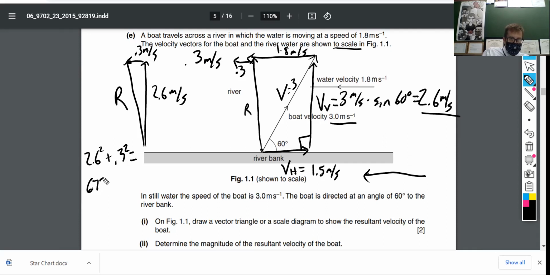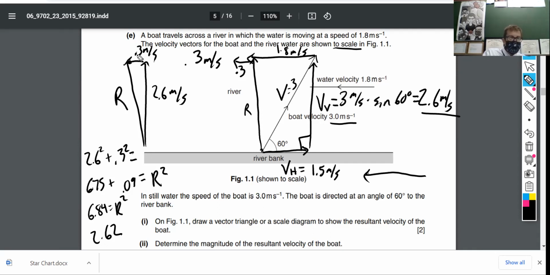So that's 6.75 plus 0.3 squared, which is 0.09. And that's going to equal my new resultant squared. 6.75 plus 0.09 is 6.84. So 6.84 is what the resultant squared is. And if I take the square root of that, I realize it's 2.62. All right, so this one's going like 2.59. This one's going like 2.62.